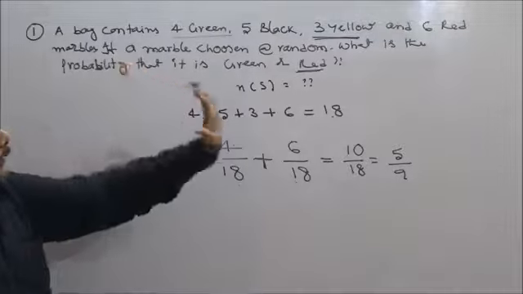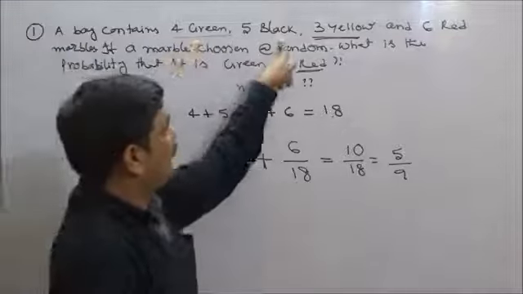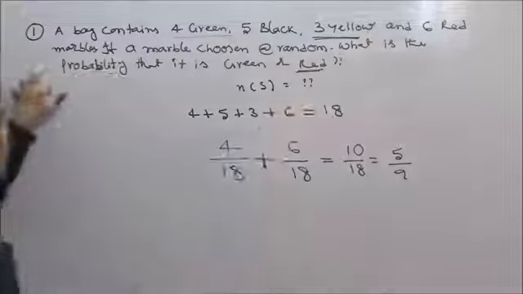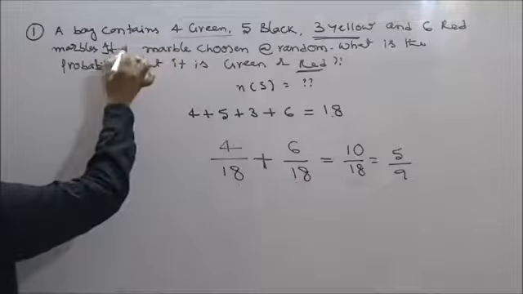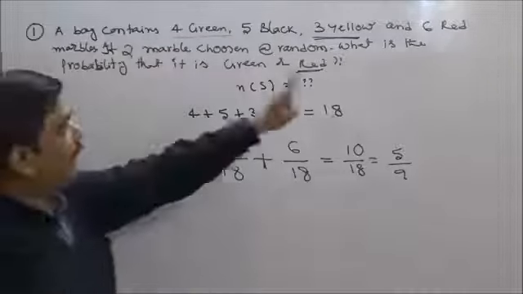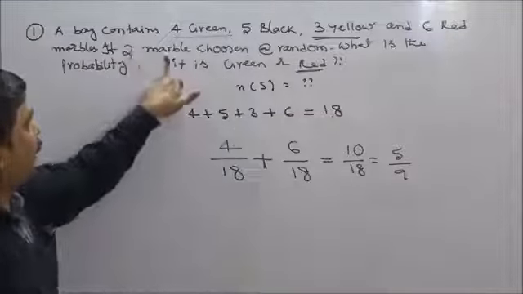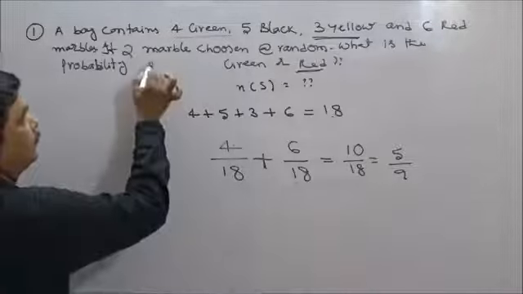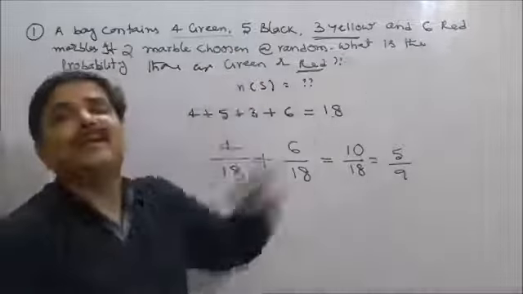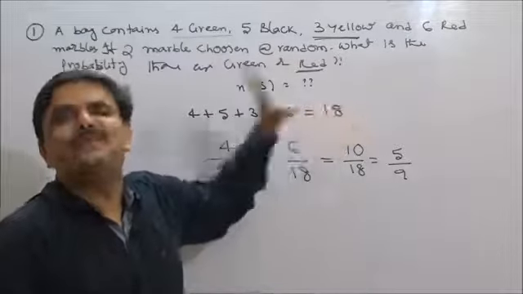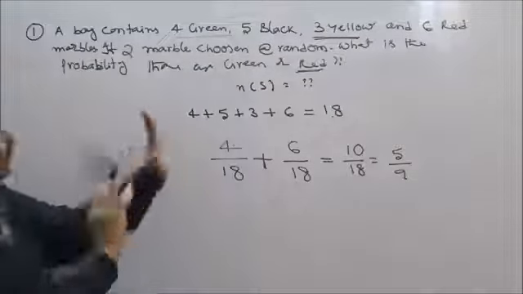Now, if you want to continue the question in this way, for example, a bag contains 4 green, 5 black, 3 yellow and 6 red marbles. If 2 marbles are chosen at random, what is the probability that those are green or red? You try this question on your own. Simple way, students: green or red means the same thing should happen.